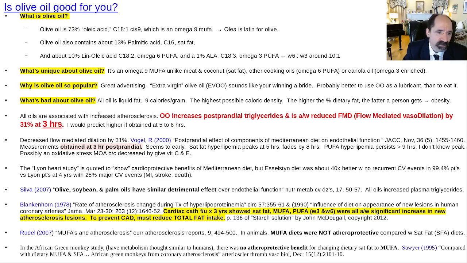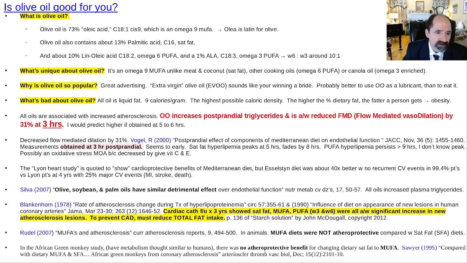Now, that 31% number comes from a study by Robert Vogel done in 2000. It's a pretty famous study, postprandial effect of components of Mediterranean diet on endothelial function, Journal of the American College of Cardiology. So you're welcome to look this up. It's a free paper. And I put a whole bunch of references in there. Anybody wants to look them up, go ahead. You'll see. The more you read about it, the less you're going to want to eat olive oil.